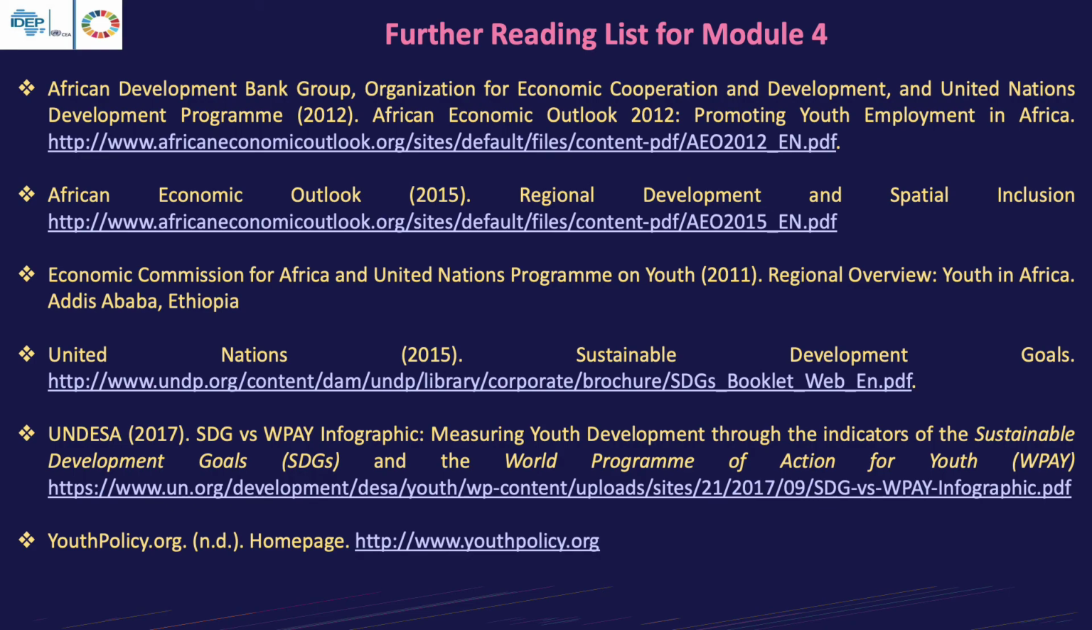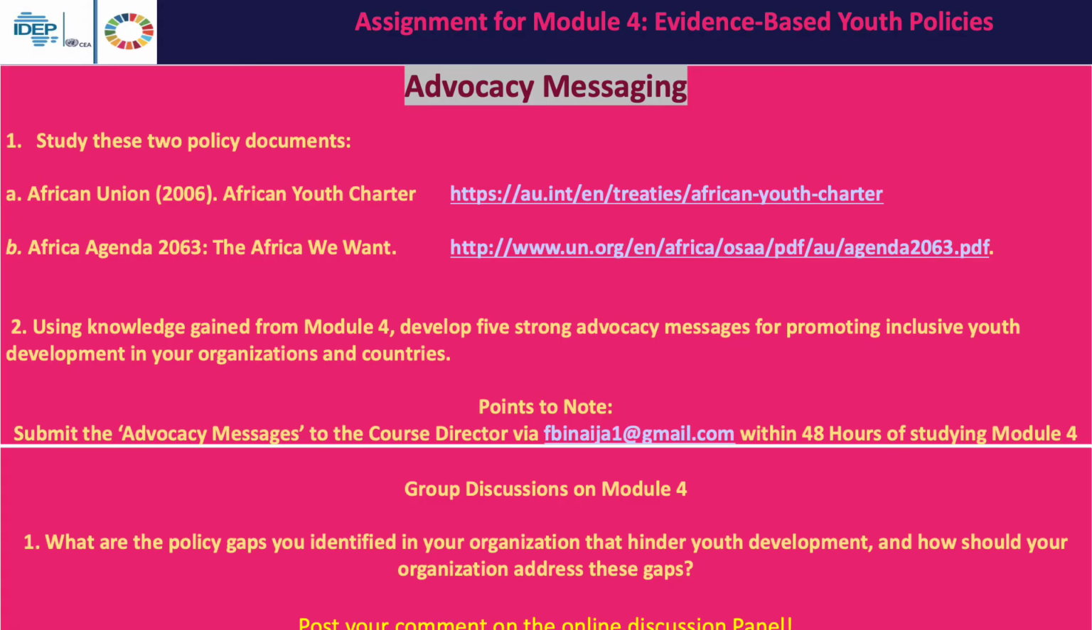Now, for your assignment in this module, you will be looking at two key policy documents: the African Union's African Youth Charter of 2006 and Agenda 2063, The Africa We Want. Use knowledge gained from studying these two documents and from Module 4 to develop five very strong advocacy messages for promoting inclusive youth development within your organization and also in the country that you operate in.